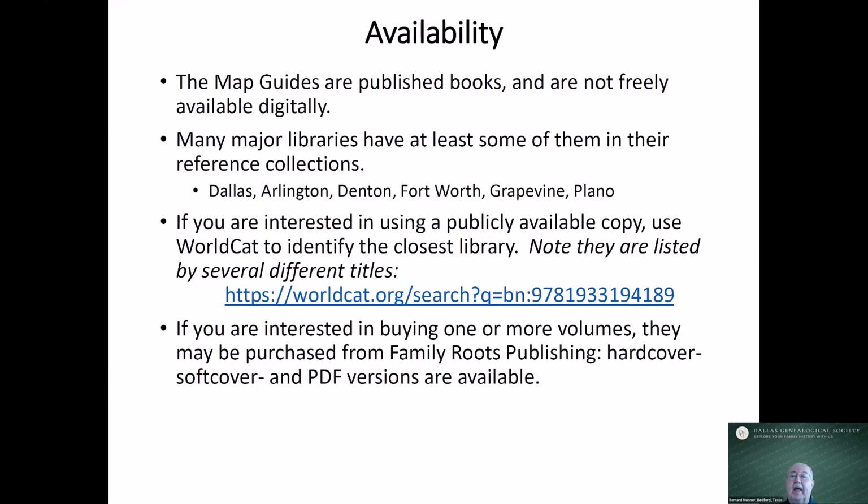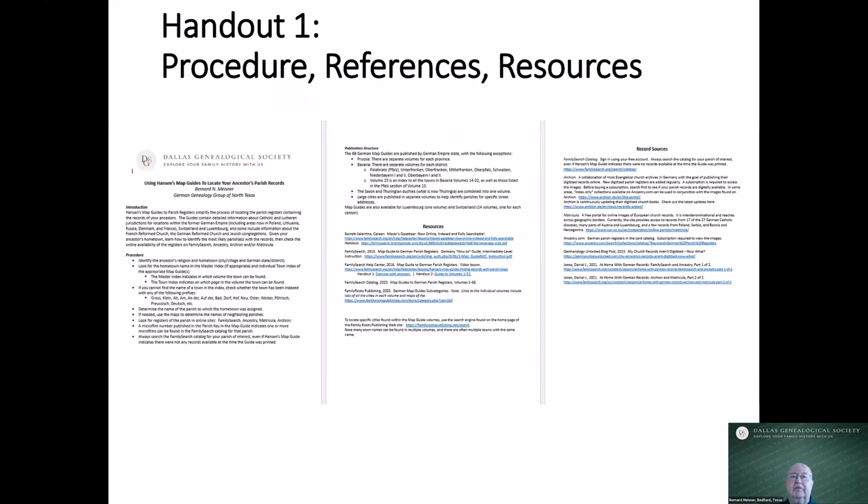You can also buy volumes from Family Roots Publishing. They have hardcover, softcover, and PDF versions. The PDF are about 20 euros. The soft covers are about 30. I actually have my Bavarian one that I purchased, a soft cover here, and I have purchased a couple of the PDFs. As I say, you have two handouts.